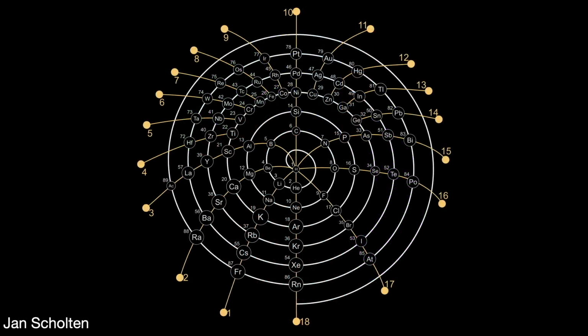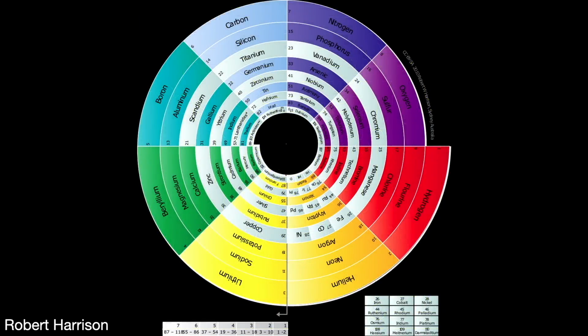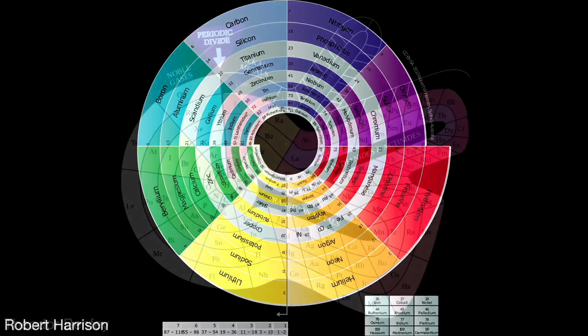And then there are the spirals. This one with hydrogen in the middle and spiraling out by Jan Scholten. This similar version is like a pyramid seen from above. I suppose you could do a three-dimensional version of this too. Here's another spiral, with hydrogen on the outside spiraling inward by Robert Harrison.